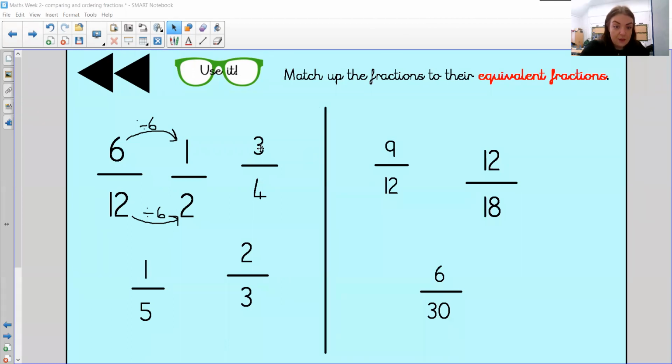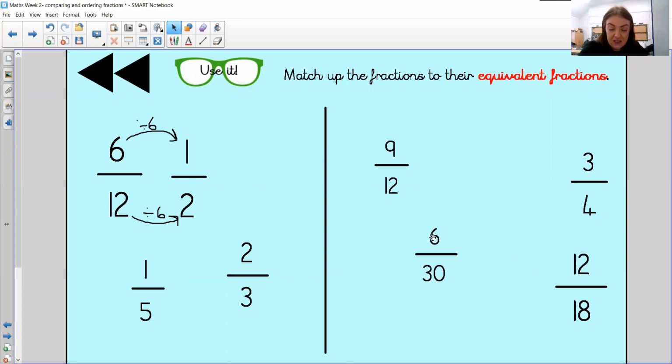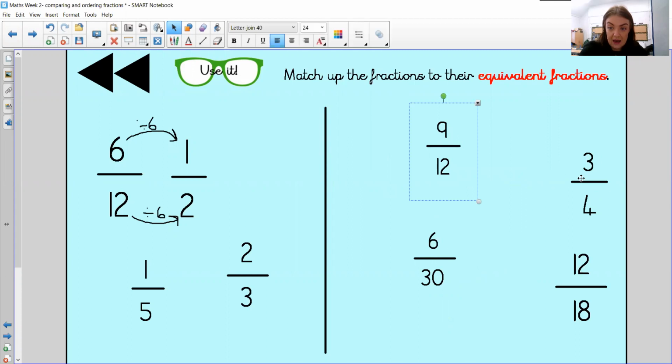Now let's think about this one then. So 3/4. I know it can't be this one because there's no relationship between 4 and 18, because 18 isn't in my 4 times table. It's not a multiple of 4. So let's have a look at this one, 30. So 6 is a multiple of 3, so I can see a relationship there. But 4 and 30, there's not a relationship. So I think it's going to be this one here.